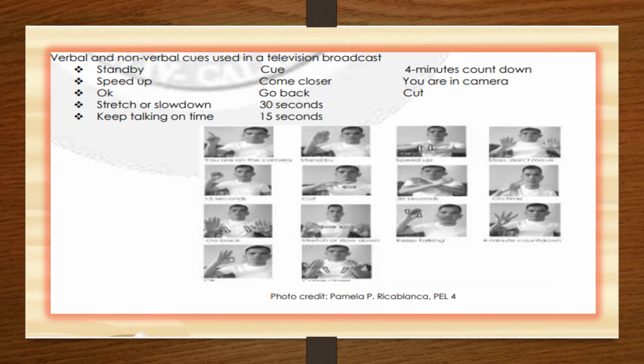Now, what are verbal and nonverbal cues used in a television broadcast? So we have stand by, speed up, okay, stretch or slow down, keep talking, on time, cue, come closer, go back, 30 seconds, 15 minutes or 15 seconds, 4 minutes countdown, you are in camera, and cut.